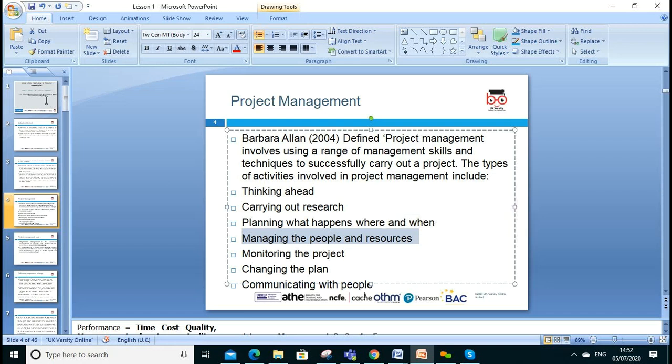We need to monitor the progress of the project. What is the progress? What are the stages? Which stage are we at? All this we need to go through. Monitoring the project, changing the plan. Yes, plan. Think about before COVID-19 and now. Things change and we have to change accordingly. So we need to be well managed.